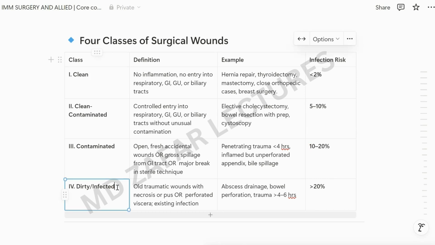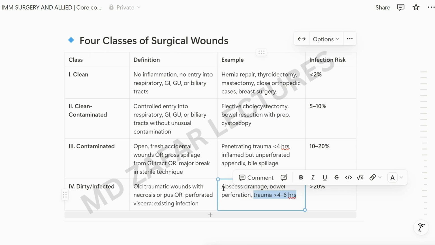So the type 4, or class 4, is a dirty or infected wound. In this, any old traumatic wound with necrosis or purulent discharge, or a perforated viscera with existing infection, will directly come into the dirty or infected wound. If there is a traumatic wound of more than 4 to 6 hours, it will become dirty, and abscess and bowel perforation will come into dirty or infected. In this, the risk of infection will be more than 20%. So you have to not only know the definition of each, but you should be very clear about remembering the examples and the infection risk.